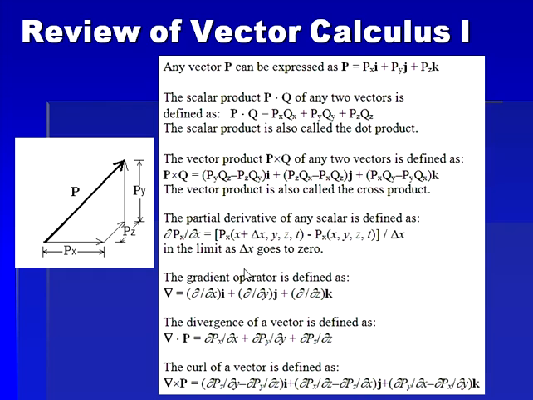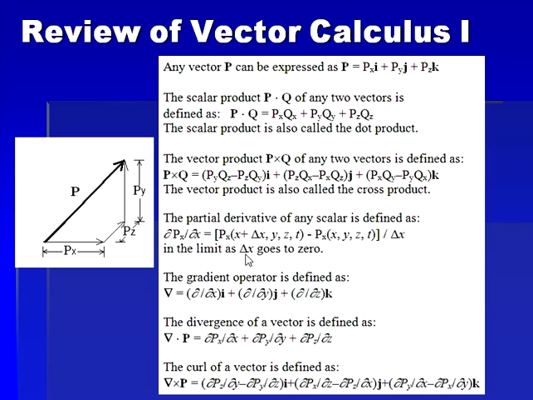Moving now to calculus, recall that the partial derivative of any scalar is defined as follows. The partial derivative of p sub x with respect to x is given by p sub x evaluated at x plus delta x, y, z, and t, minus p sub x evaluated at x, y, z, and t, all divided by delta x in the limit that delta x goes to 0.